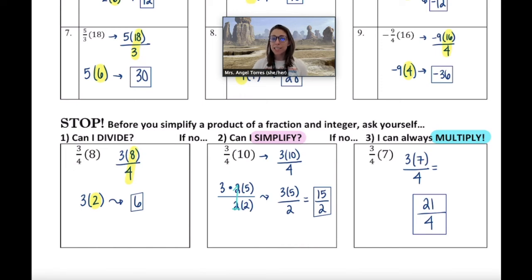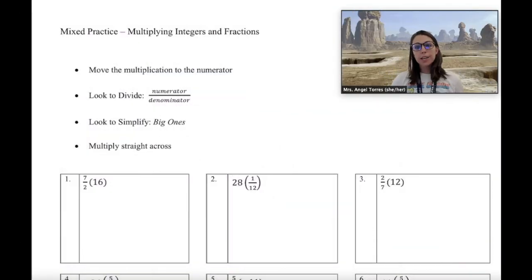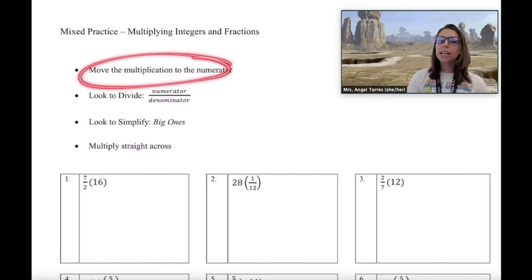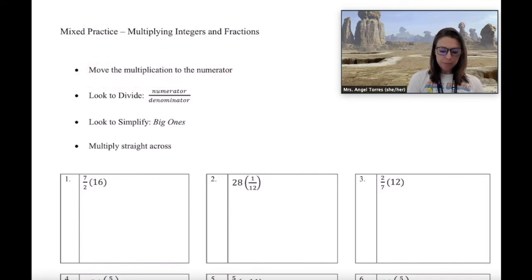So let's take a look at tonight's practice. Here's what you'll be working on tonight. Remember, when you're multiplying an integer and a fraction, your steps are: move that multiplication into the numerator first. Ask yourself, can I divide? If so, then do it. That should be math that's mental and quick.